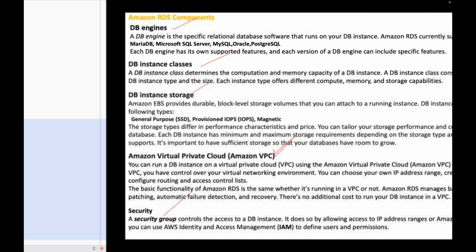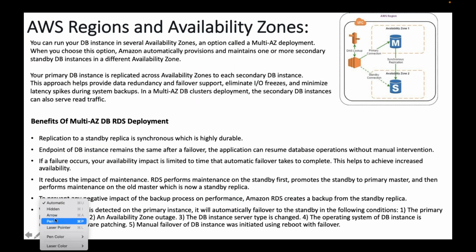Now, as I already told, internally RDS will use the regions and availability zones concept again. So when you run your RDS instance, you can run it in several availability zones in that region. RDS is a regional level service. You can run database instances in several availability zones within that region. And there is an option called multi-AZ deployment in RDS.